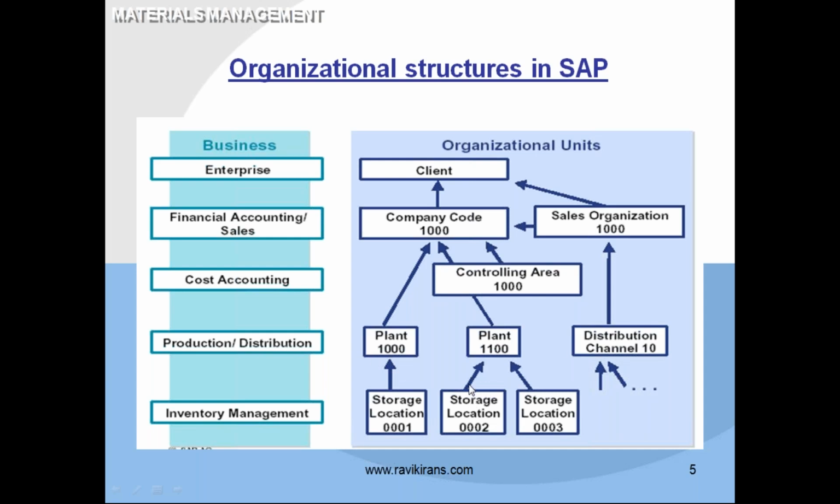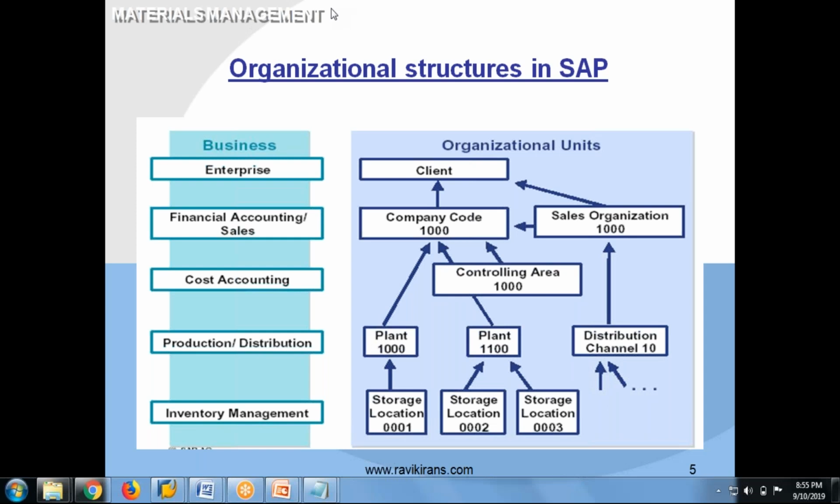These two storage locations will get the stock from this plant. So this is linked to this plant, and this plant is linked to the main company code. A storage location cannot be created separately; it is always under a plant. And a plant cannot exist on its own; it is always at the company code level.